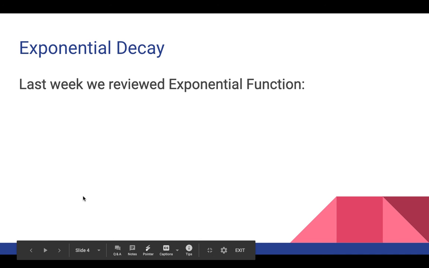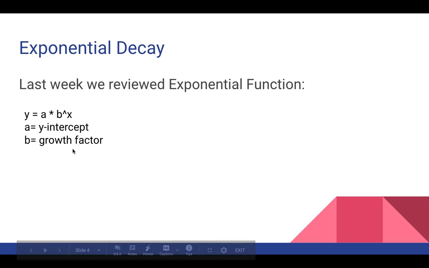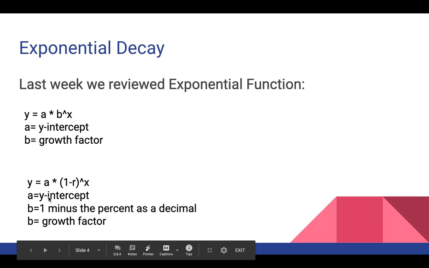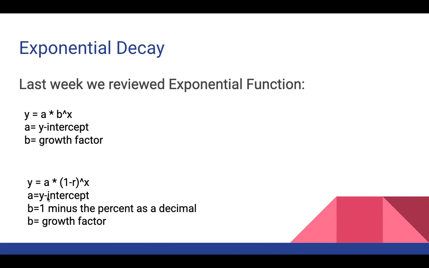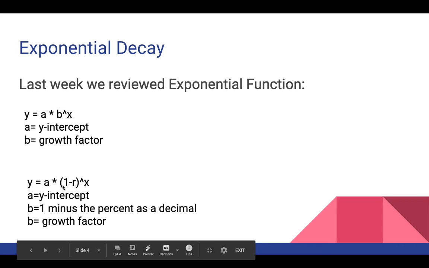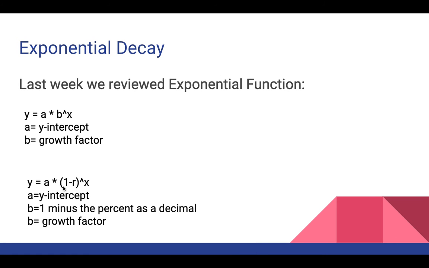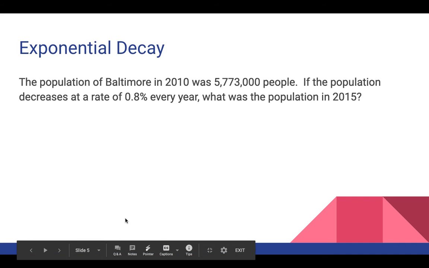So last week we reviewed exponential functions. An exponential function is y equals a times b to the x, where a is the y-intercept and b is the growth factor. So for exponential decay, the numbers are going down. So we're going to do the inverse of what we did for exponential growth. We're going to subtract, 1 minus r, so 1 minus the percent as a decimal.